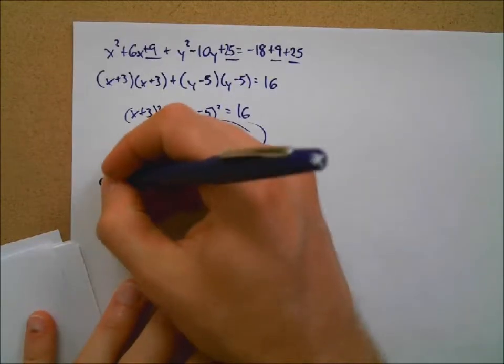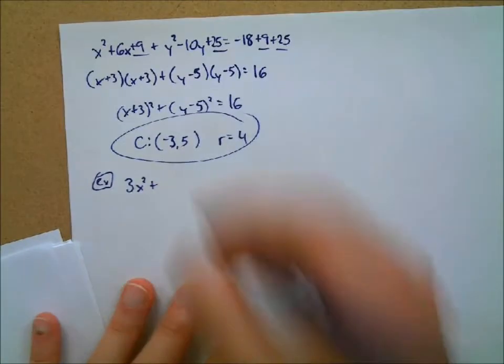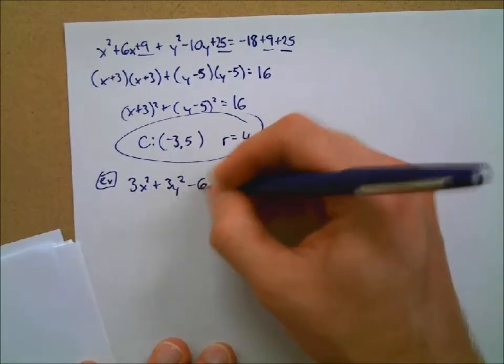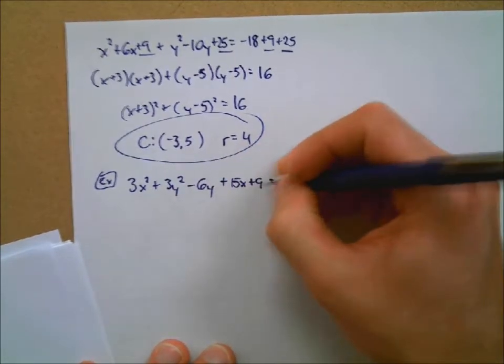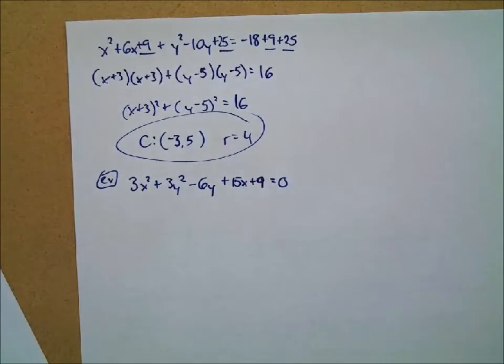3x squared, same directions. We're just going to find the center and the radius. Plus 3y squared minus 6y plus 15x plus 9 equals 0. So again, 3x squared plus 3y squared minus 6y plus 15x plus 9 equals 0.